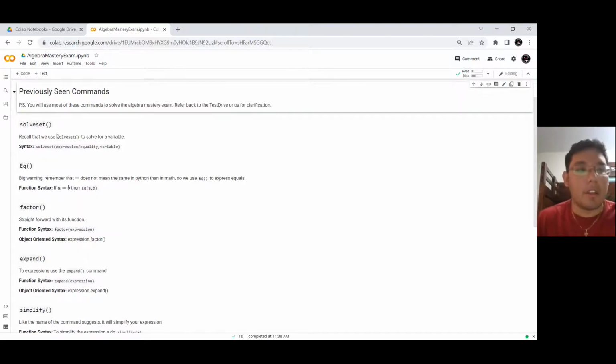Some previously seen commands would be the ones that you've seen on the test drive or that we've already used before. In this case, solve set is one of them. Remember that solve set helps us find the value of a variable. It's kind of like solve, and it will give us all the possible values for that variable. So if it plugs in a quadratic formula, it would give us 2 possible solutions, maybe 1. It just depends. Remember, the syntax would be solve set, the expression or equality. You can use solve set in conjunction with equality to solve for variables, and then the variable, comma, the variable you're solving for.